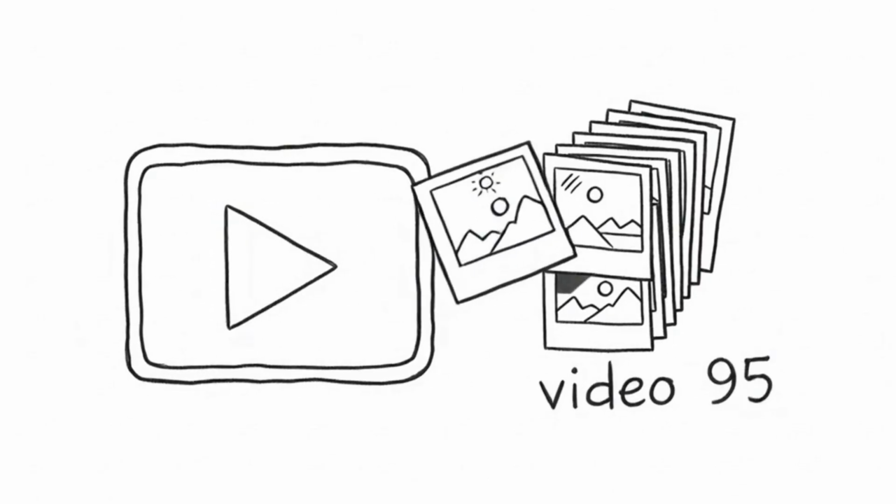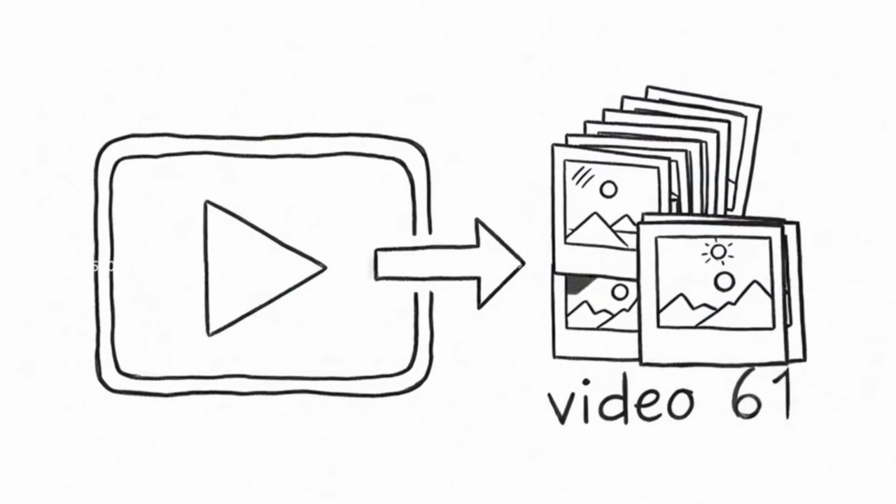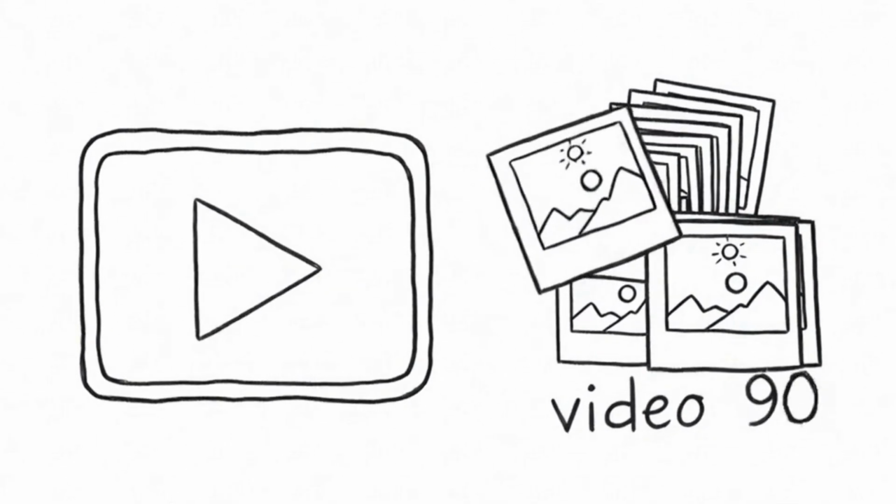But the internet isn't text. It's pictures of cats and videos. And that's where the nightmare begins. A video is a series of pictures. Standard video runs at 30 or 60 frames per second.